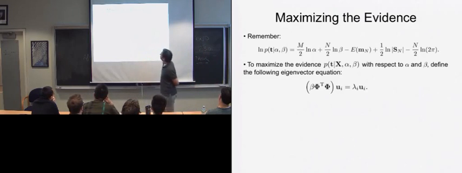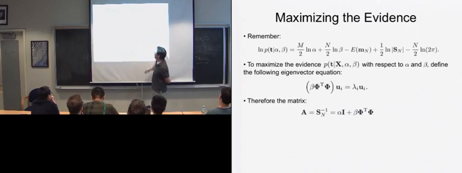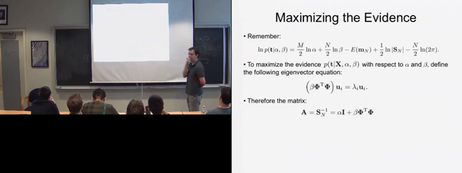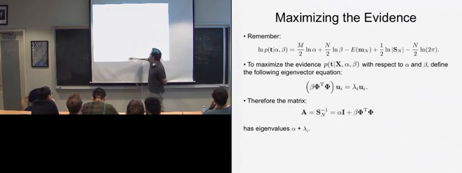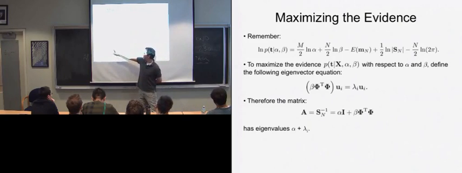Let's look at the eigenvector equation. Remember, these are basis functions. We're going to look at the eigenvalue decomposition of this matrix, phi transpose phi. Think of it as a covariance matrix. And so now, if I look at this matrix, which is alpha times the identity plus this matrix, it will have eigenvalues alpha plus lambda_i.